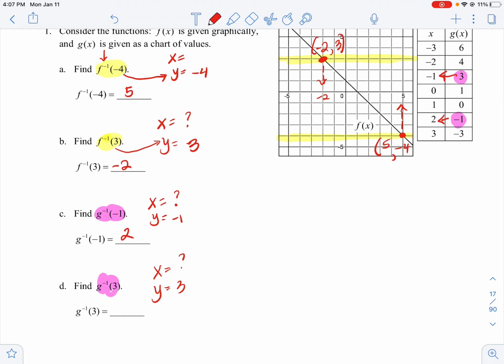What is the corresponding input, or what's the x value? It's -1. All right, there you have it. And that's how you will use the graph and the table to find the inverse function. Now, our problem is, what if we have it as an equation?